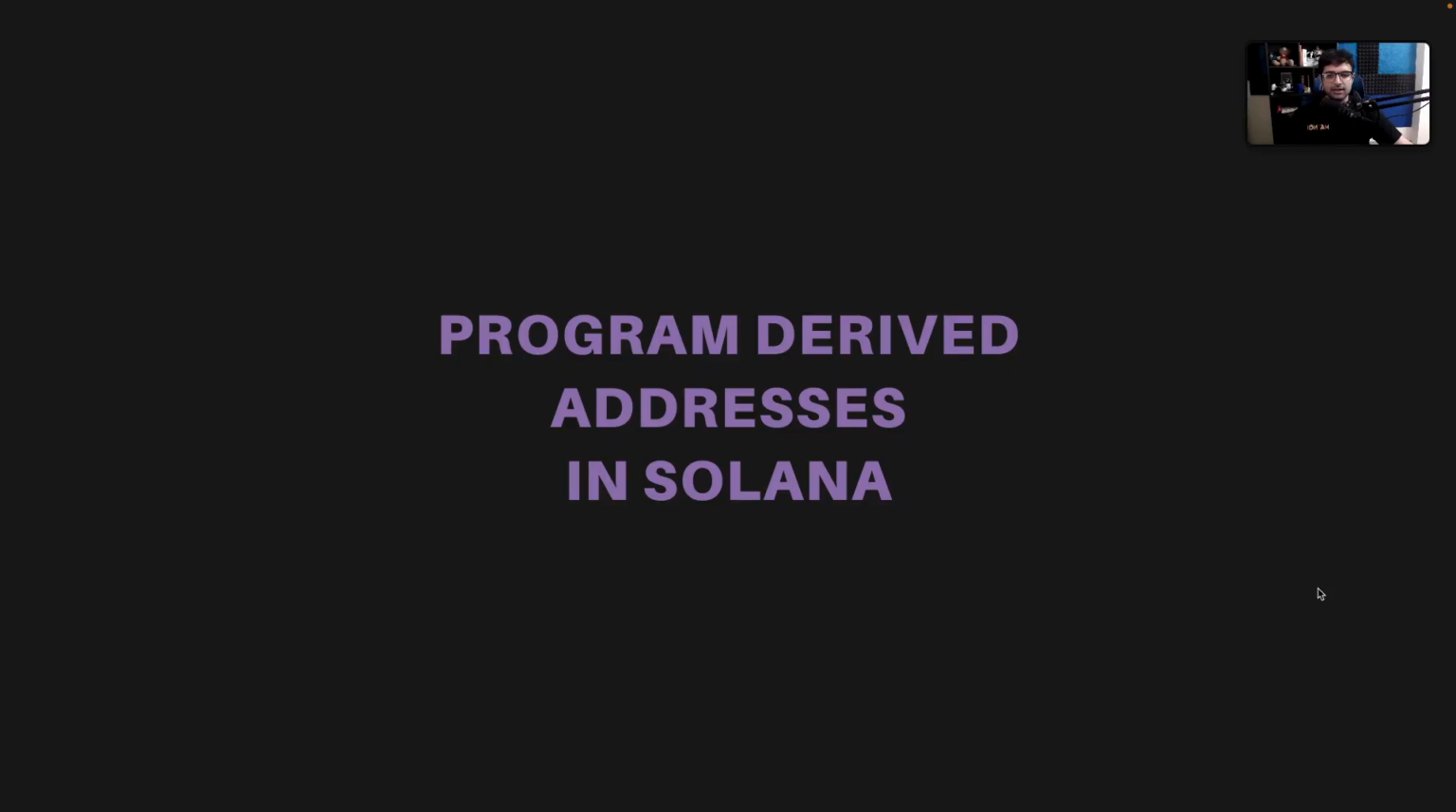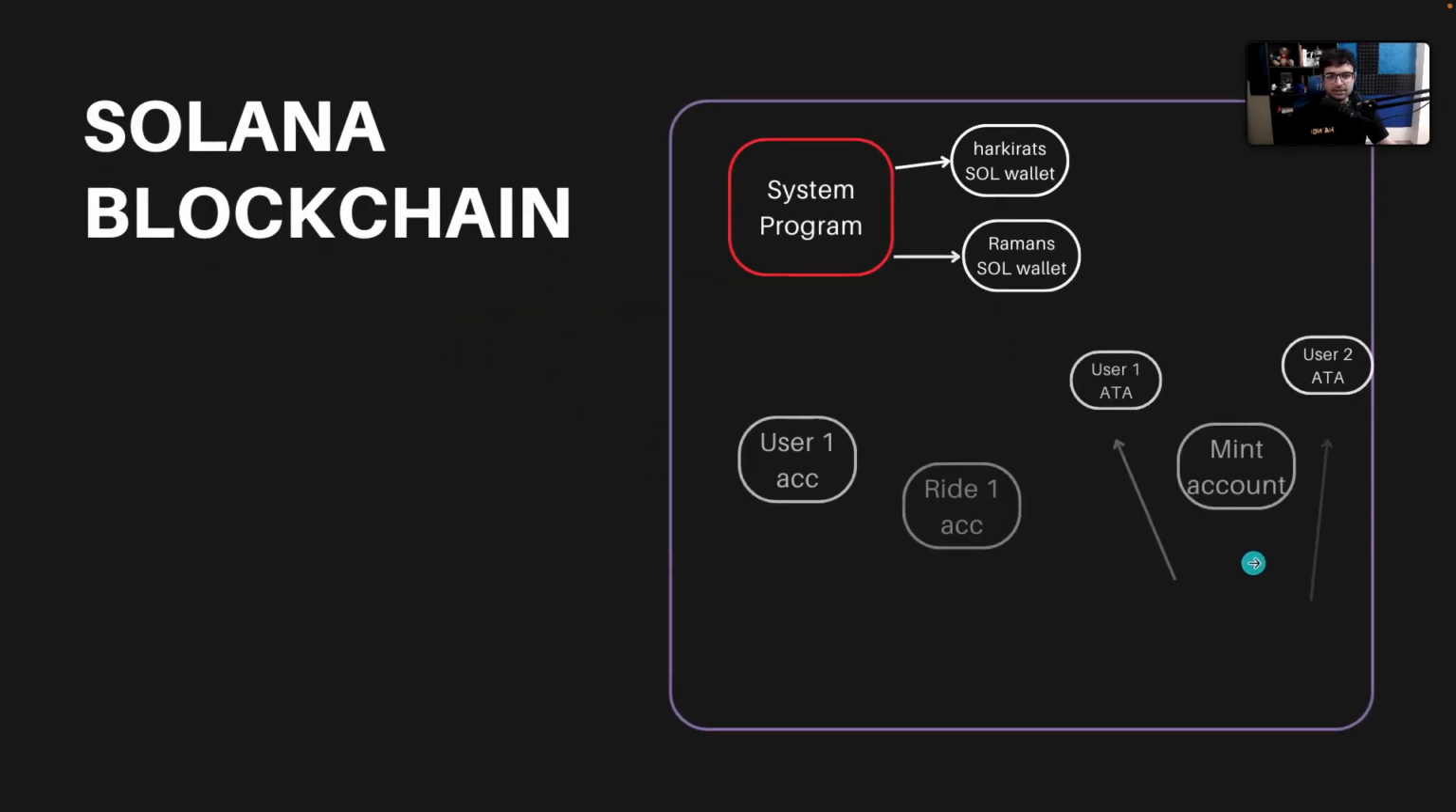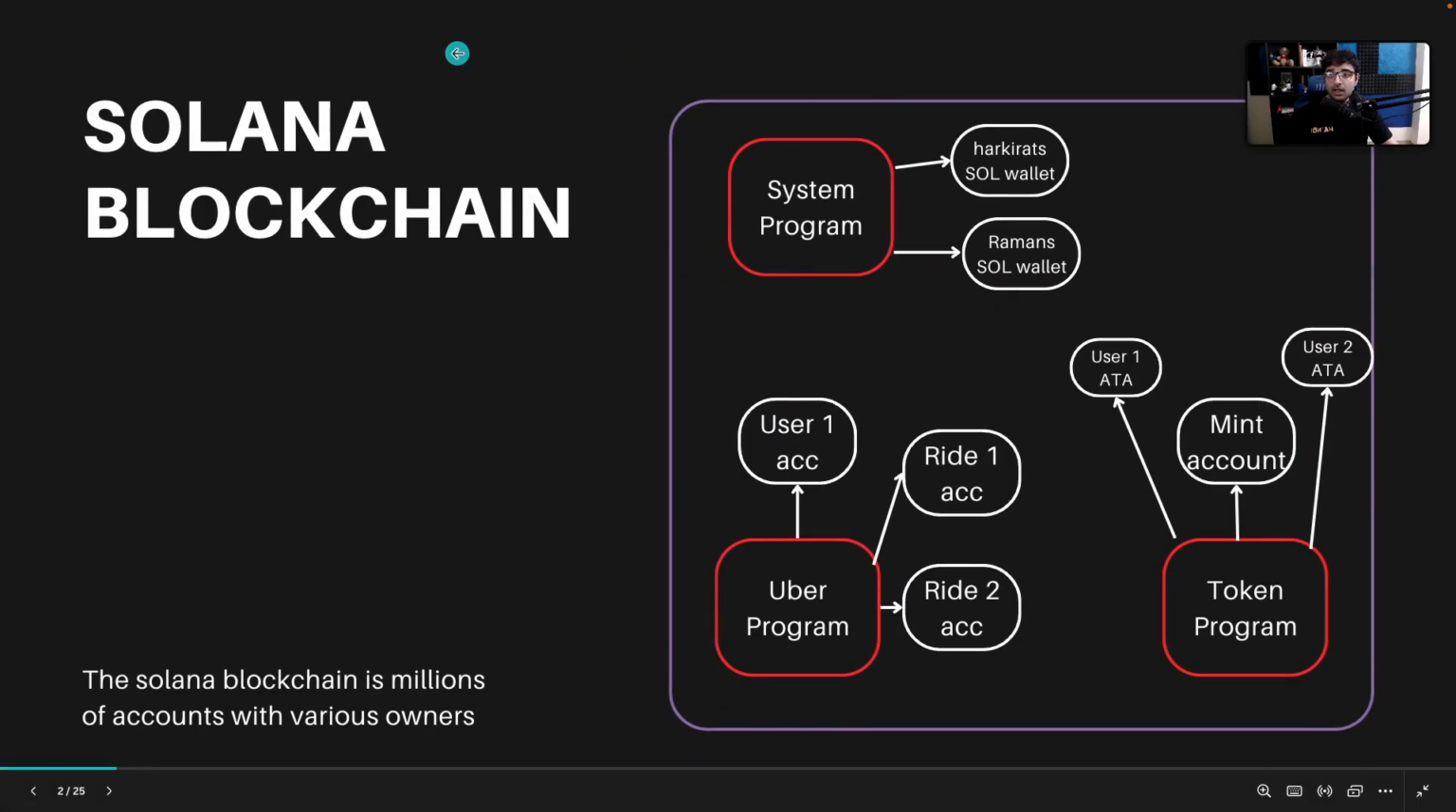With that, let's start with what are program derived addresses. Wow, there are animations and everything. All right. What is the Solana blockchain? Firstly, the Solana blockchain is millions and billions of records or accounts with various owners. This we discussed last week. Last week we discussed what is an owner, how is it different from an authority. This is what the Solana blockchain looks like. It is a bunch of accounts.